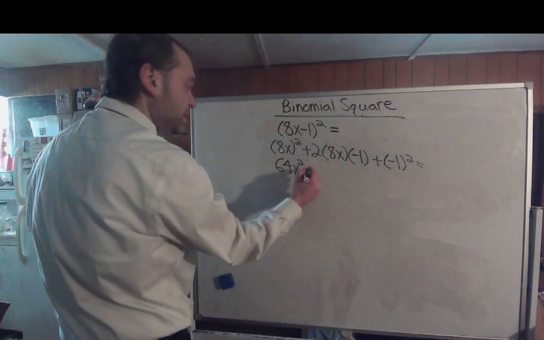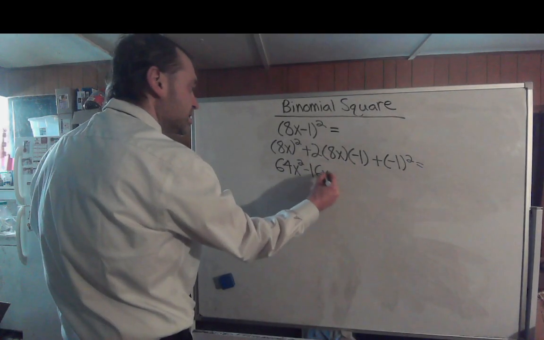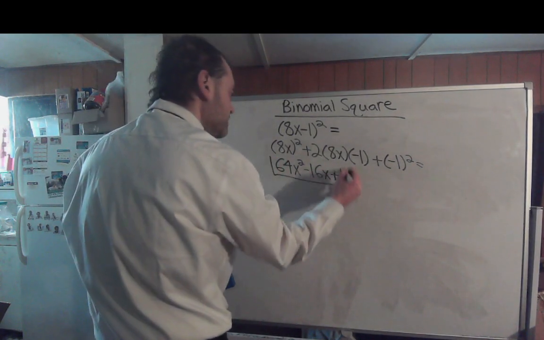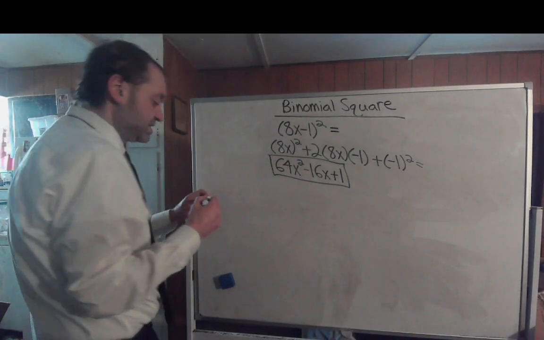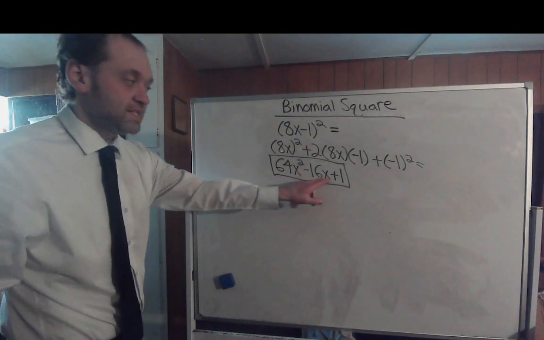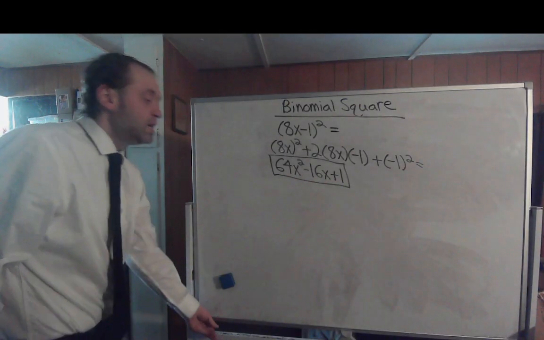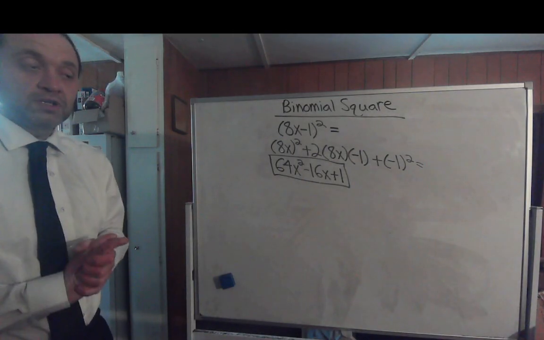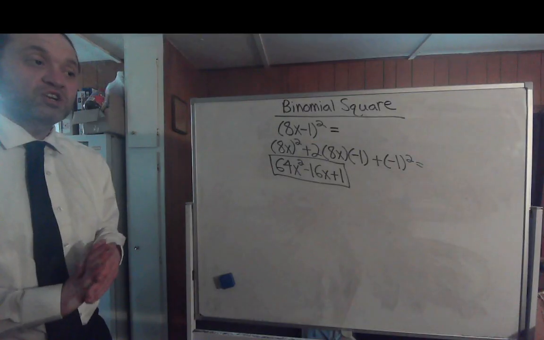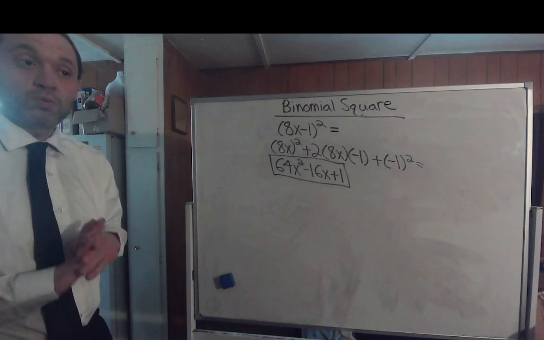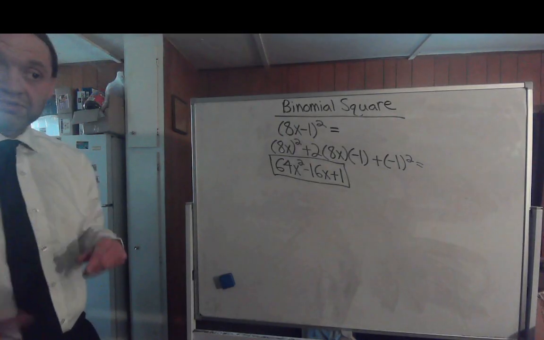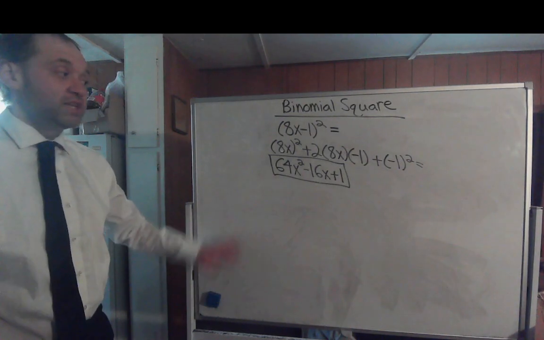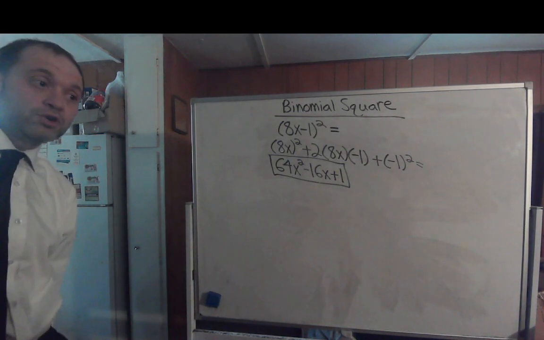This would turn into minus 16x. And then this would turn into plus 1. So all this is going to simplify into 64x squared minus 16x plus 1. So if you want to see more details on foiling and binomial squares, please go back to this video in Algebra 1. I mean that not disrespectfully. I explain it in more detail in the Algebra 1 playlist. This was just a brief review to get us through.